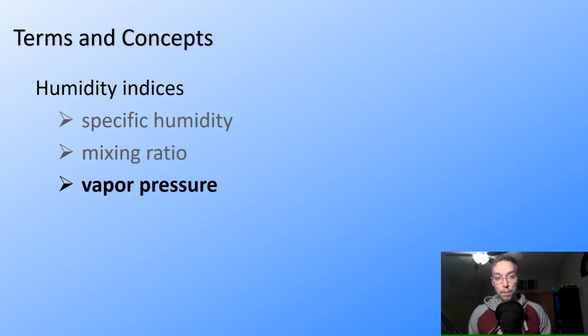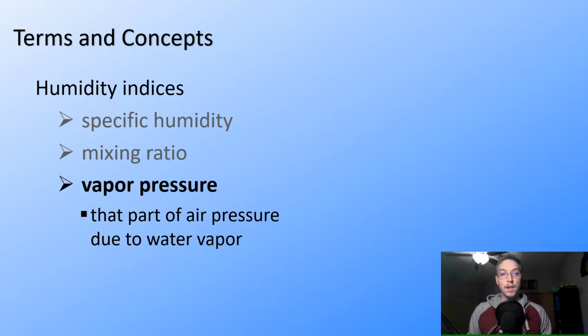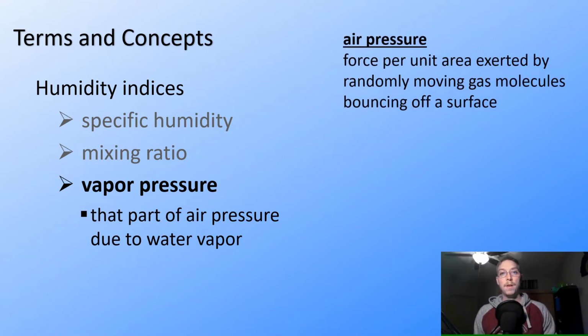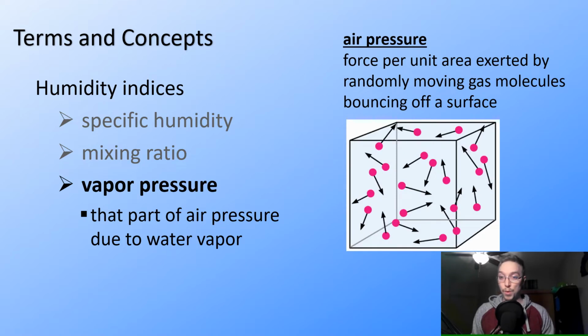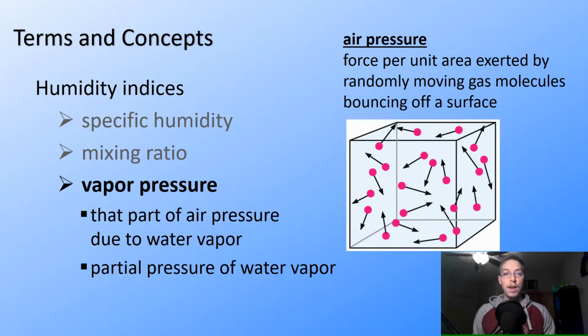Moving into vapor pressure, the part of air pressure due to water vapor. Air pressure, force per unit area exerted by randomly moving gas molecules bouncing off a surface. We saw this figure previously. And the partial pressure of water vapor in millibars.